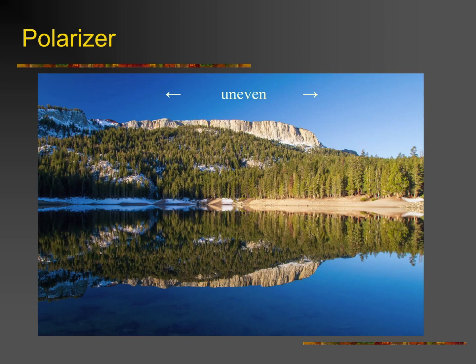Here's an example of where a polarizer can cause uneven exposure, because a polarizer changes the amount of polarization as you move from 45 degrees from the sun to 180 degrees, where there is virtually no polarized effect whatsoever.